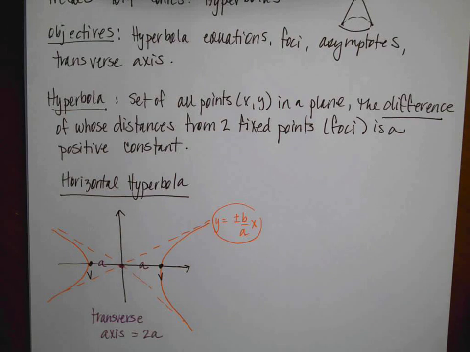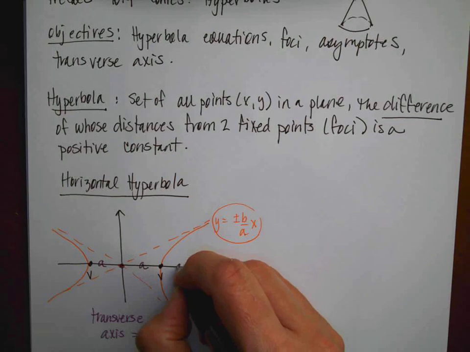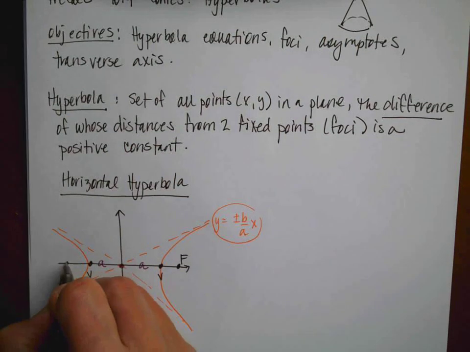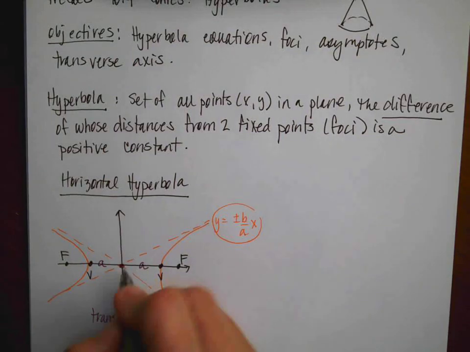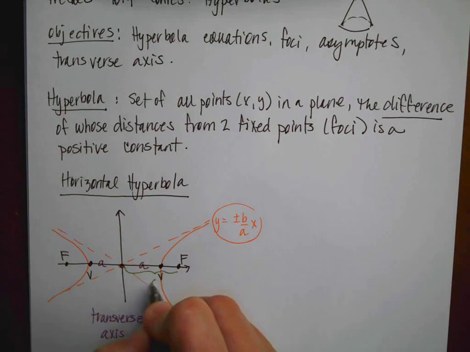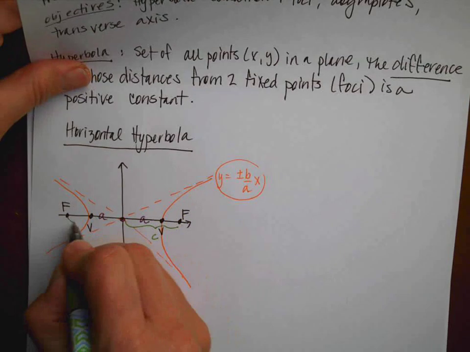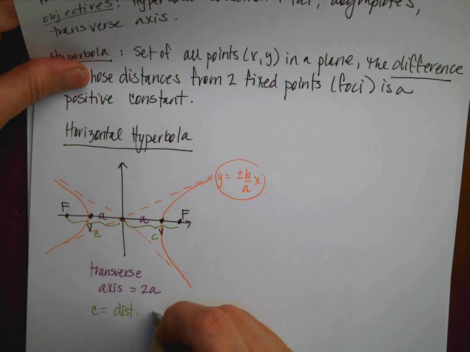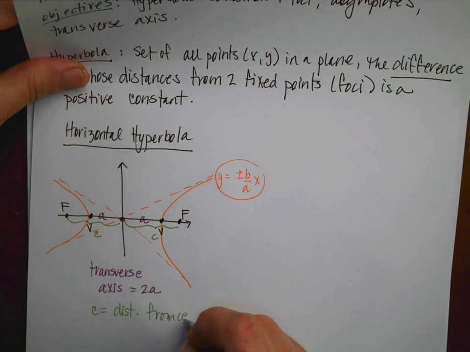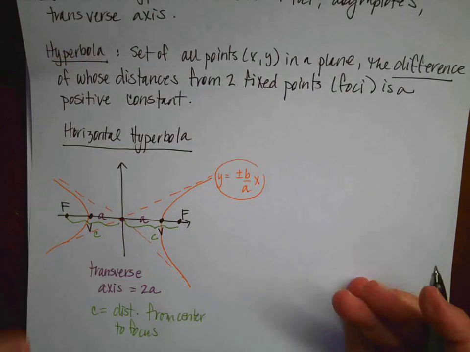C is going to equal the distance from the center to the focus. So just like our other shapes, the foci are going to be on the inside of the curve. So my c is going to be the distance from the center to the focus, and then this distance would also be c.